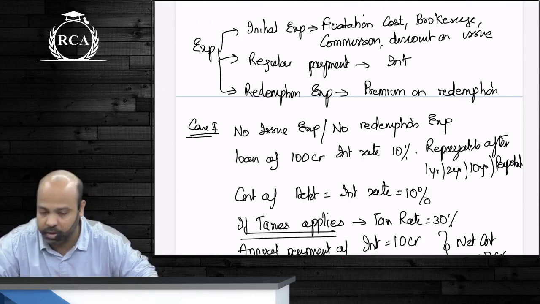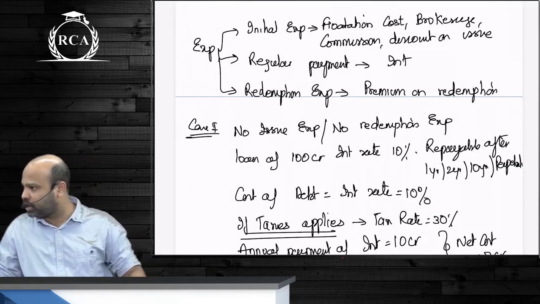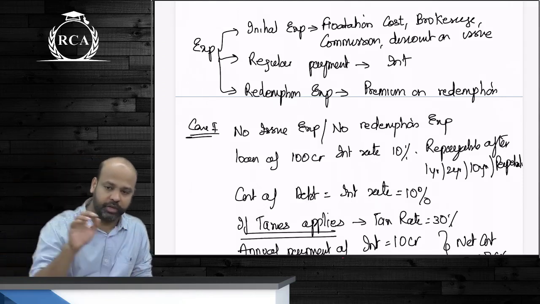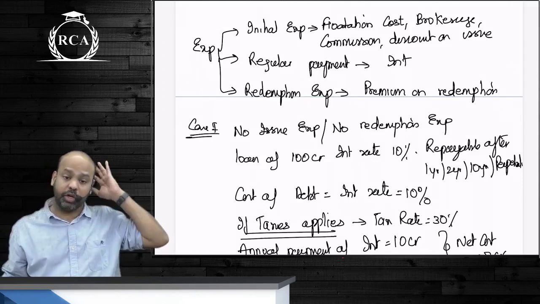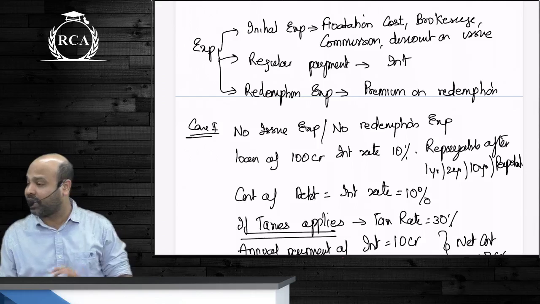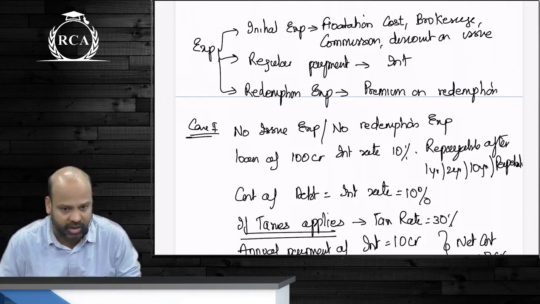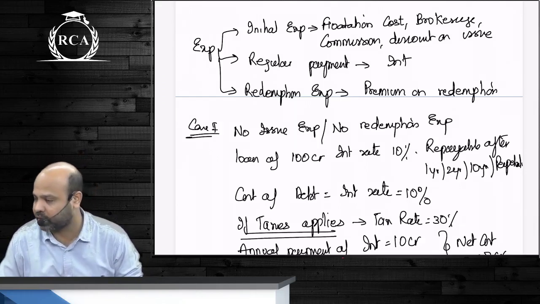and that fee is going to effectively affect your cost of debt. All right. If there are no expenses that you're incurring, guys, at the time of issue or at the time of redemption, you are issuing a security at face value and redeeming it at face value, then your cost of debt is effectively equal to your interest rate. And if there are taxes applicable, because you know payment of interest is a charge against profit, it will result in tax savings. Cost of debt will be equal to interest rate into 1 minus tax rate.